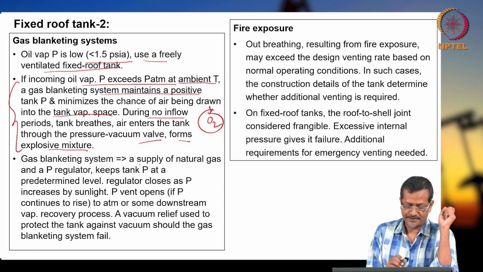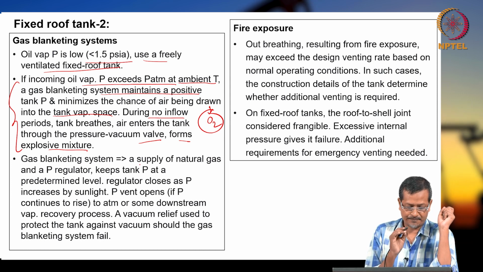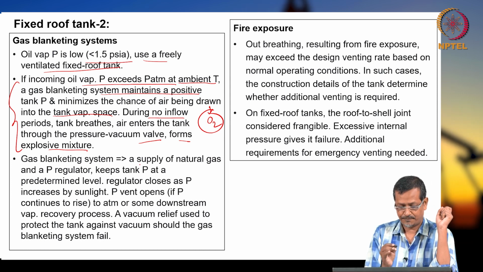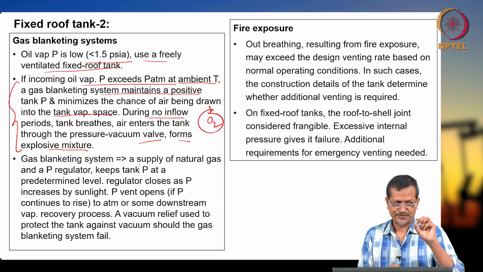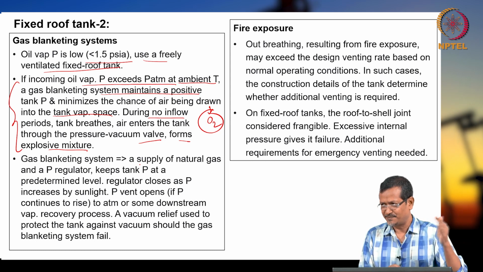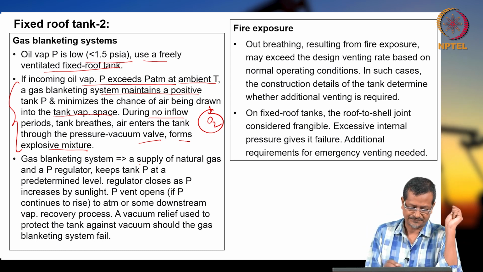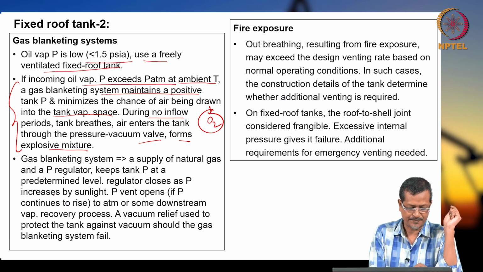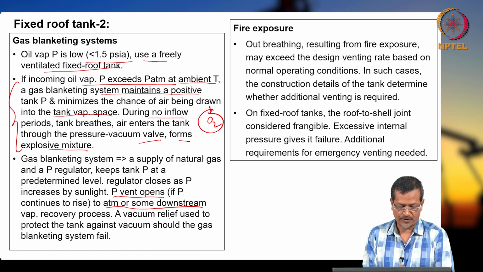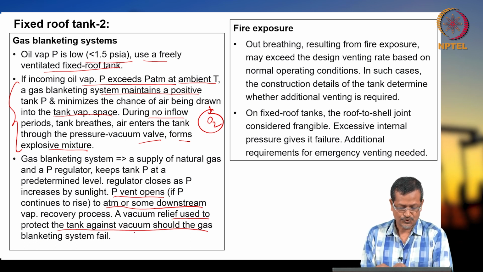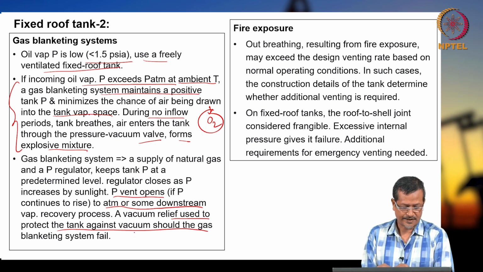So, gas blending system: a supply of natural gas at a pressure regulator keeps tank pressure at a predetermined level. So the tank pressure you are keeping at a higher level, so that incoming inbreathing will not happen. The regulator closes as pressure increases by sunlight, and the P vent opens if pressure continues to rise to atmospheric or some downstream vapor recovery process. A vacuum relief is used to protect the tank against vacuum should the gas blanketing system fail.